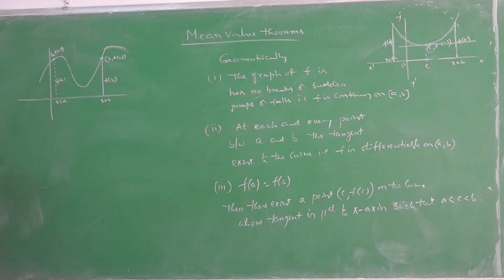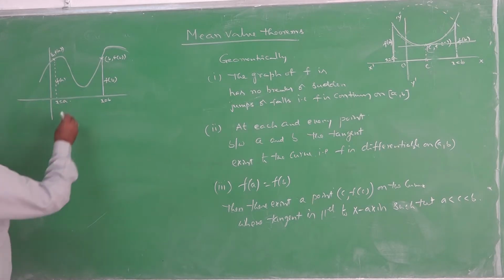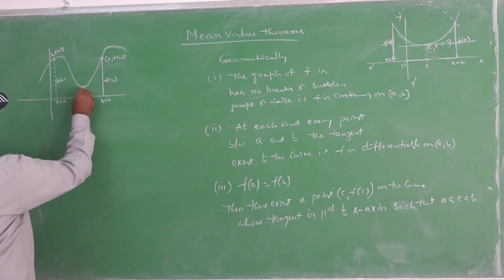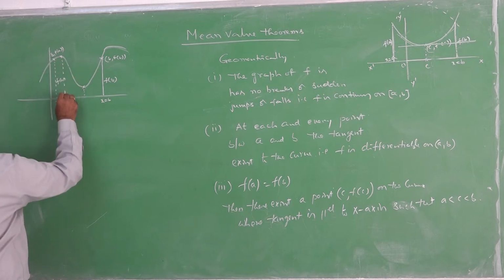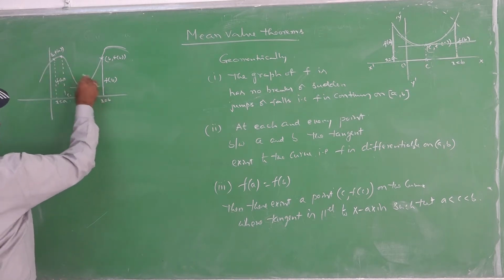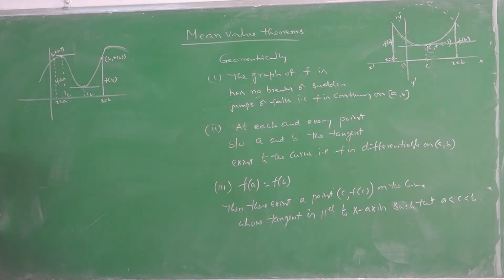Certainly there exists at least one point between a and b where the tangent is parallel to x-axis. Such points are here clearly. This is one such point, and this is also one such point. Let this be c1 and this be c2, where the tangent is parallel to x-axis. This is the point c2 comma f of c2. This is the point c1 comma f of c1.